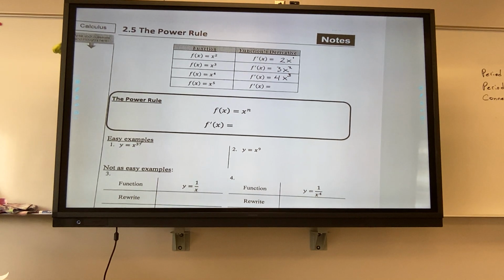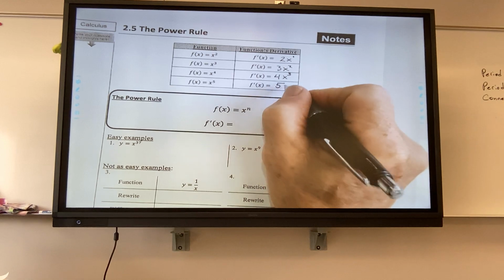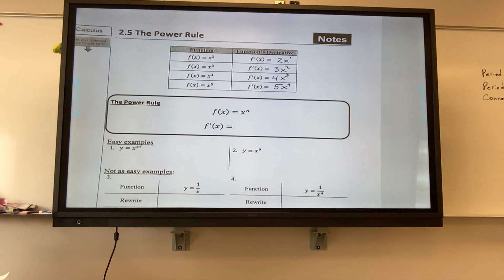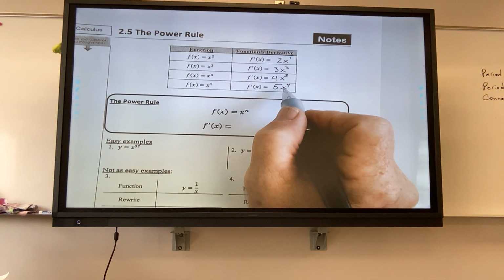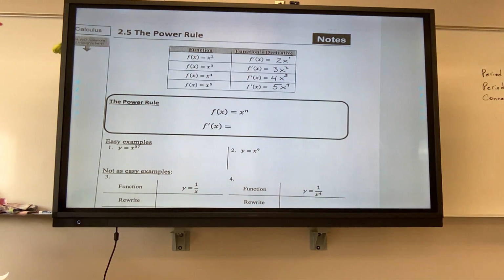Besides Jonah, anyone want to take the guess of what the derivative of x to the fifth is? Yes, sir. 5x to the fourth. That's exactly correct. Besides Matthew and Jonah, can anybody tell me how they got that answer without doing the limit? What are they seeing? Take the power that goes in front, and then the new power is one less than the first. Perfect. That's the power rule.